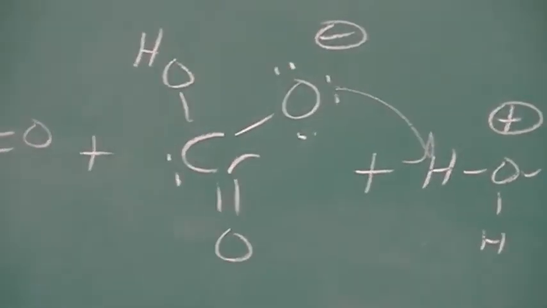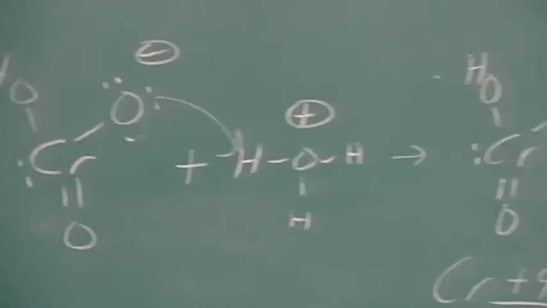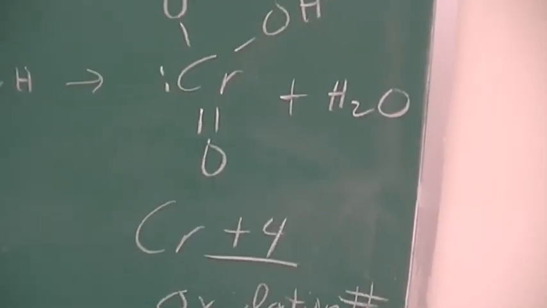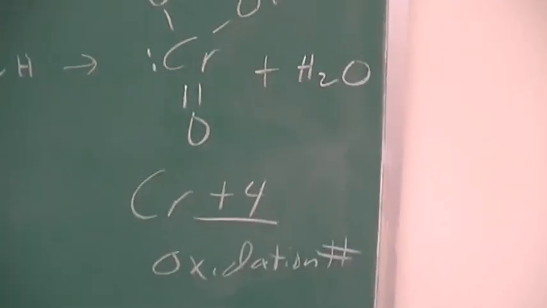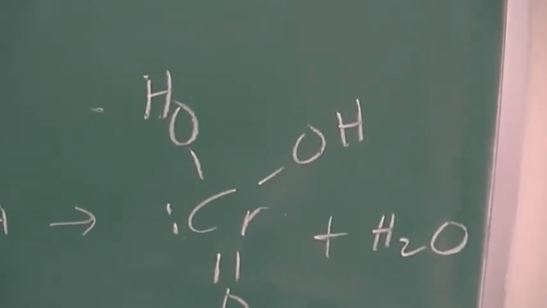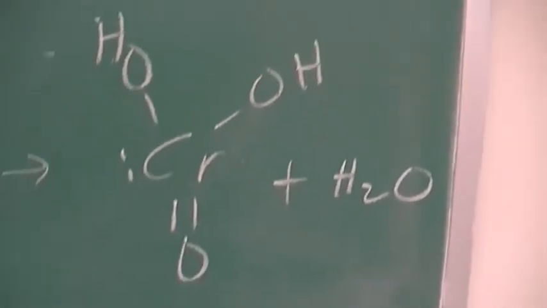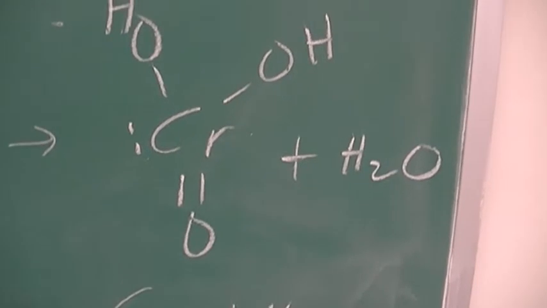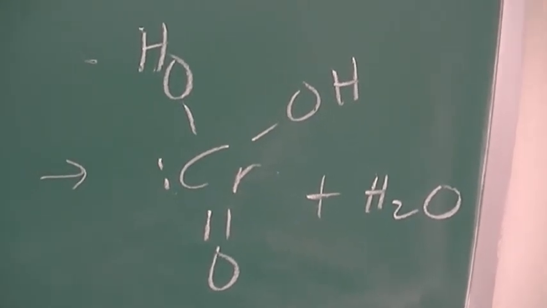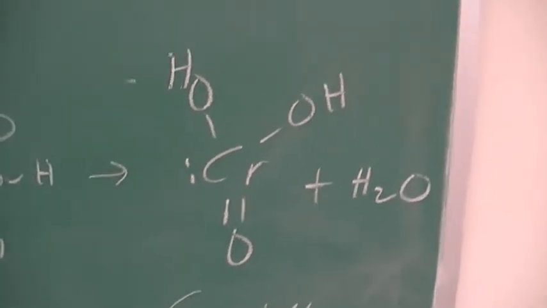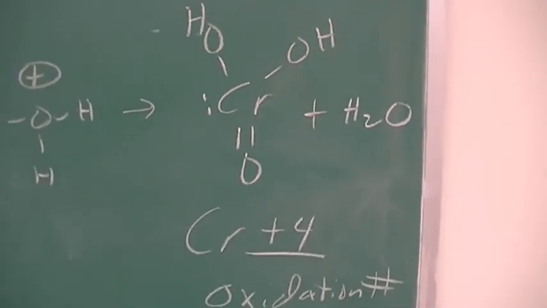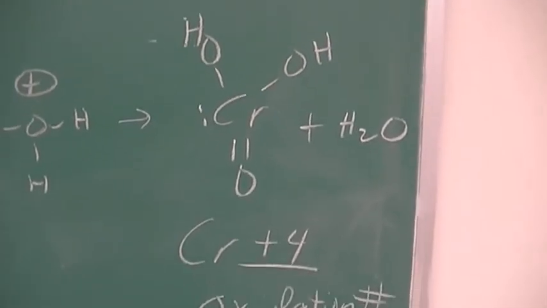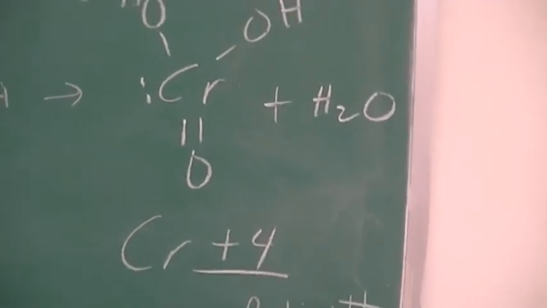And so the chromium that got kicked out is going to react with the acid to form this chromium plus 4 oxidation. All right, and so your chromium, here it is plus 4. So OH is minus 1, OH is minus 1, and then oxygen is minus 2. And so on this chromium, and electron pairs are no charge, you have two minuses from the two OHs and a minus 2 from your oxygen. So that is overall minus 4. So the chromium has to be plus 4 to give that a neutral overall charge.